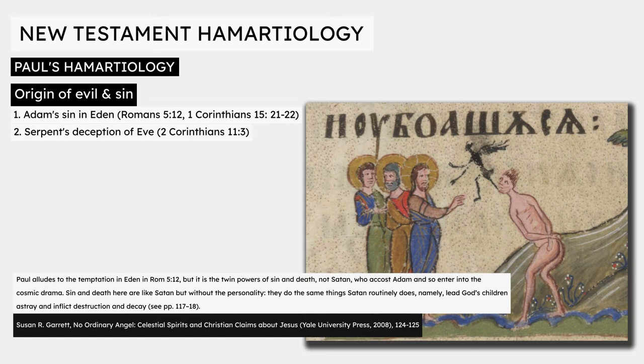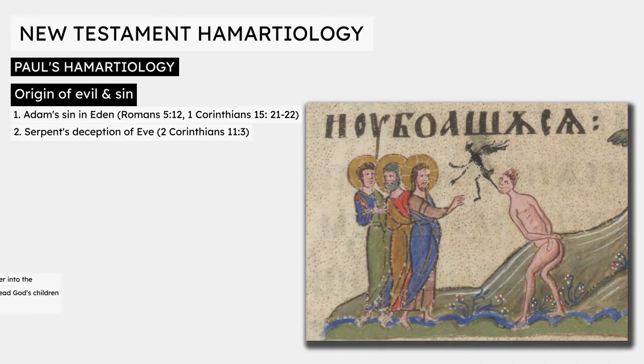Professor Susan Garrett says that although Paul alludes to the temptation of Adam and Eve in Eden, "it is the twin powers of sin and death, not Satan, who accost Adam and so enter into the cosmic drama." She adds that, "sin and death here are like Satan, but without the personality. They do the same thing Satan routinely does, namely lead God's children astray and inflict destruction and decay."